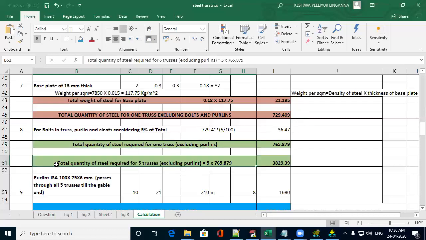Now this is for one truss excluding purlin. Now we have 5 trusses. So you multiply this value with the 5. You will get 3829.39 kgs. This is the weight of the steel excluding purlin.